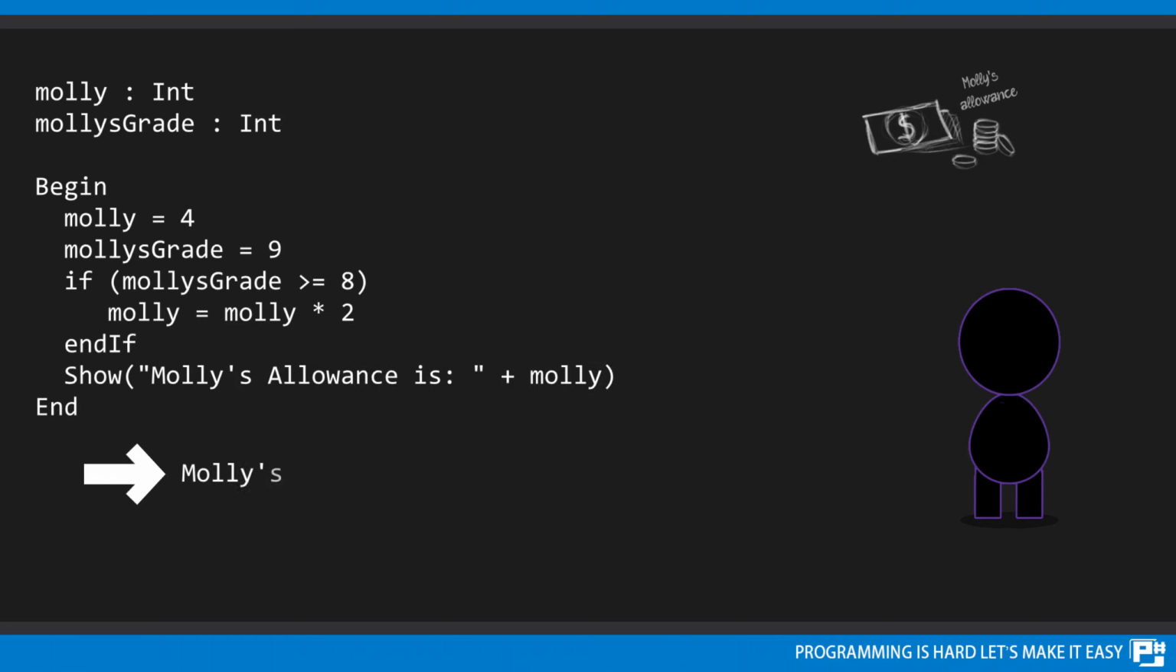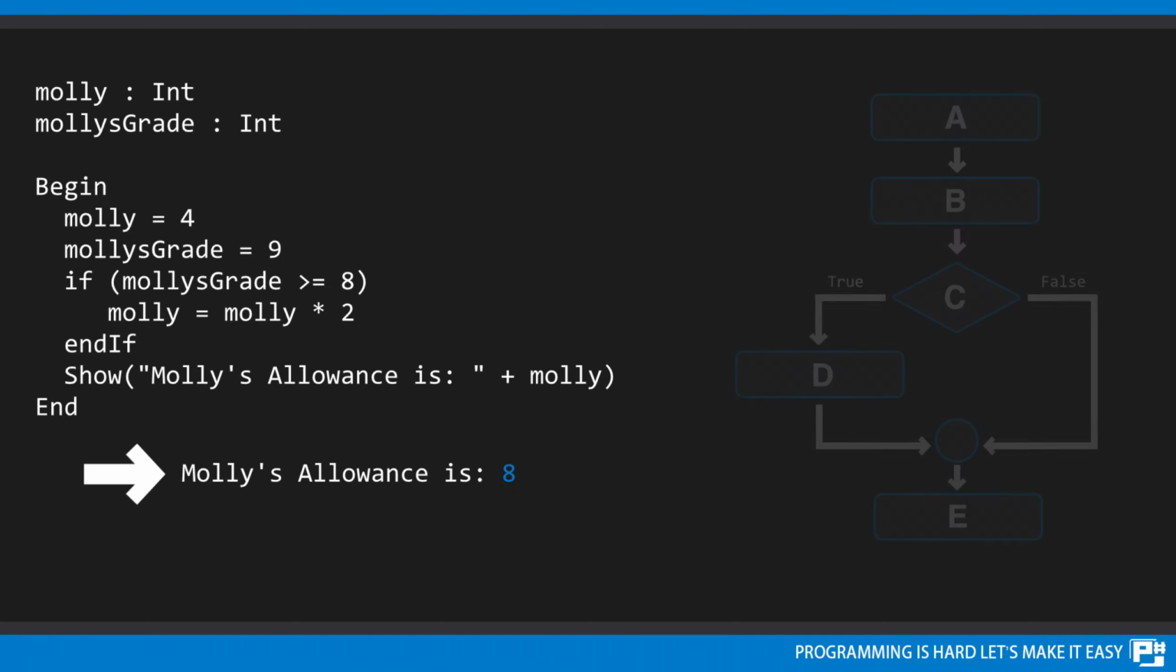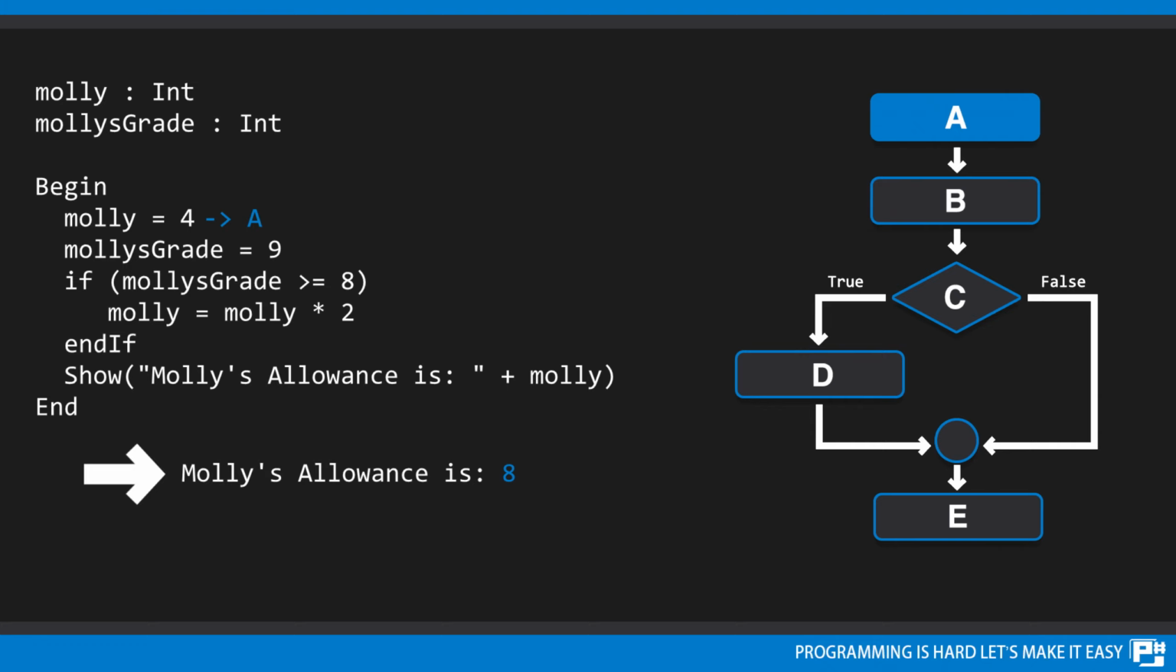Molly's allowance is 8. In this scenario, the order of instructions that will be executed is A, B, followed by C, D, and then E. When we get to C, since Molly's grade is 9 and 9 is greater or equal to 8, we'll enter the if statement and perform the instruction D. This means that Molly's allowance is doubled.